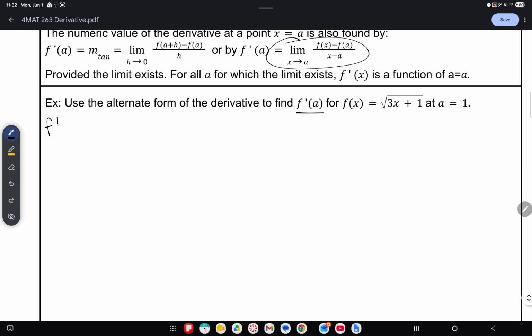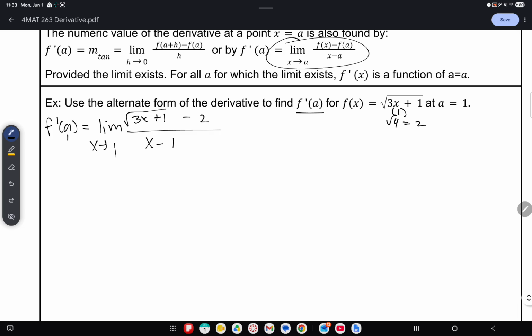So let's find f prime of a, the limit as x goes to a, which for us is 1. Plug a 1 in there. So f of x is just the function, square root of 3x plus 1 minus f of a. So that's me substituting in 1. So it's going to be square root of 4, which gives 2. And then all over x minus a.